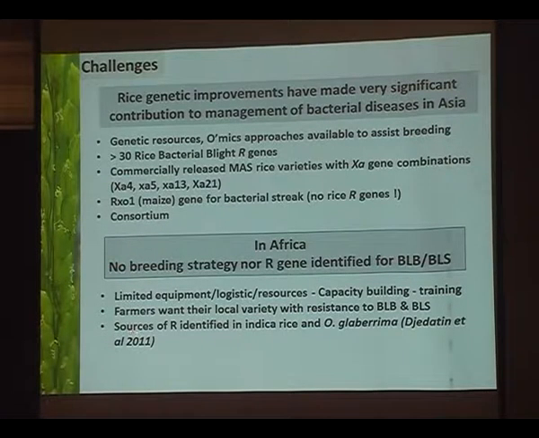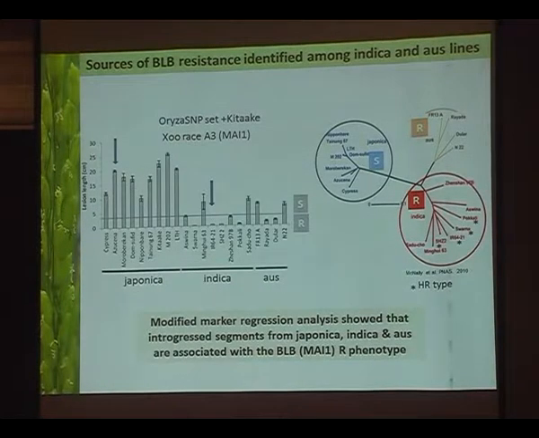And we'll see why. We have identified some sources of resistance in rice and in Oryza glaberrima also, and this was work by Gustave Gedatin during his PhD thesis with us. So what we started together with Gustave, while I was doing my work at Colorado State University, was to screen the Oryza SNP set, plus also Kitaake, which is not part of the Oryza SNP set.